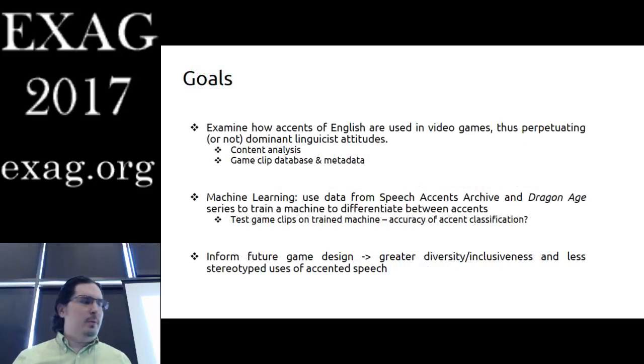So what are we trying to do with our work? We are interested in examining how accents of English are used in video games, how they are used to perpetuate or not different dominant linguistic attitudes. And this is basically doing a context analysis of games through a game clip database and the metadata for that. From the computing side, we're interested in helping automating this process, basically with the game clip database. And we are interested in using speech accents archive data as a training set and train a machine to apply to games like Dragon Age to try to differentiate the different accents used in the games.